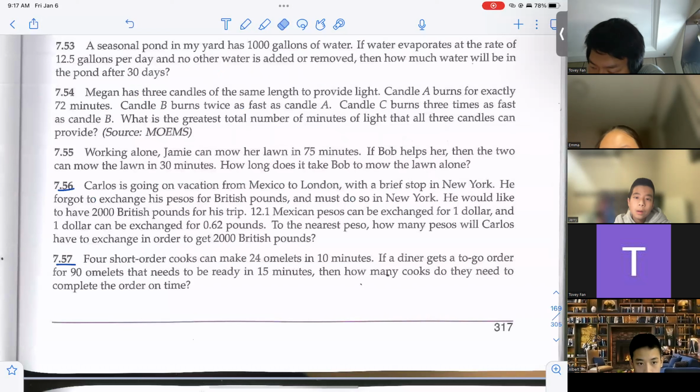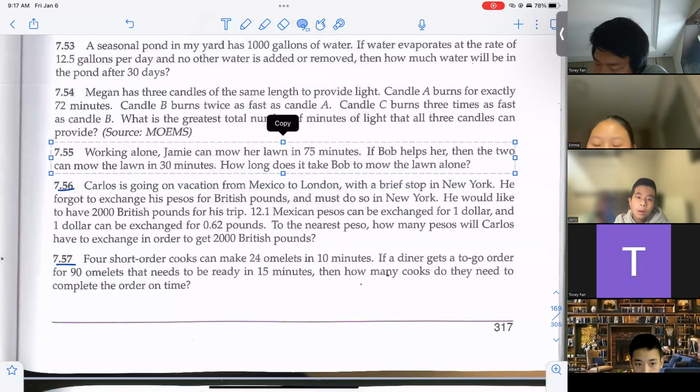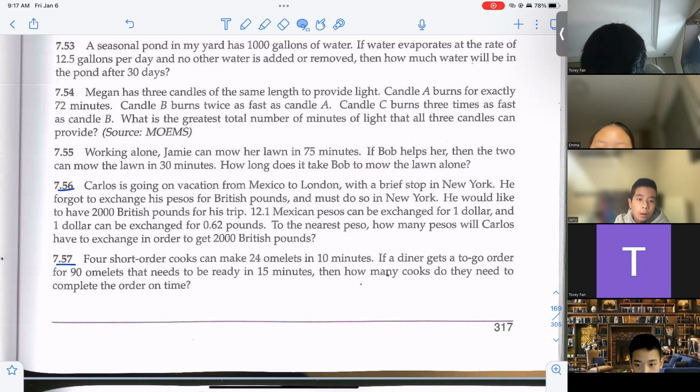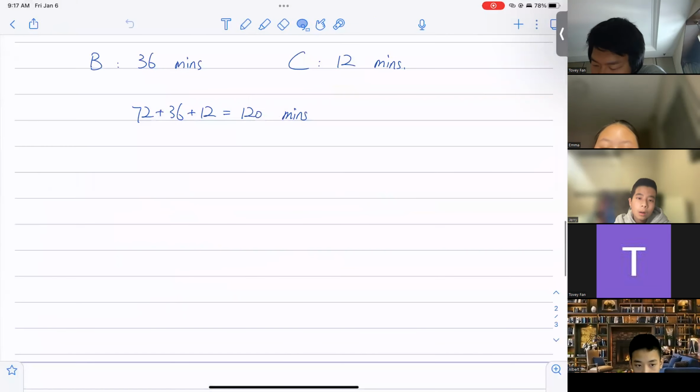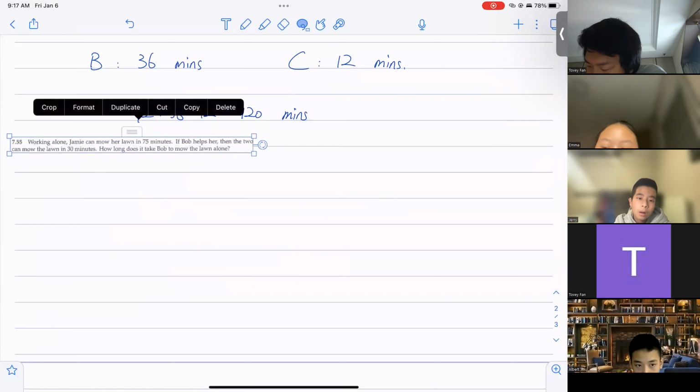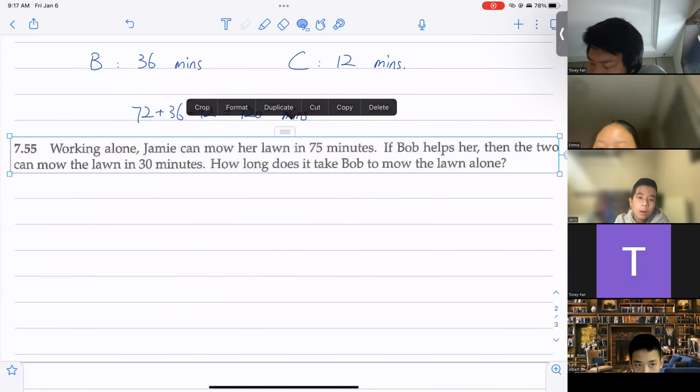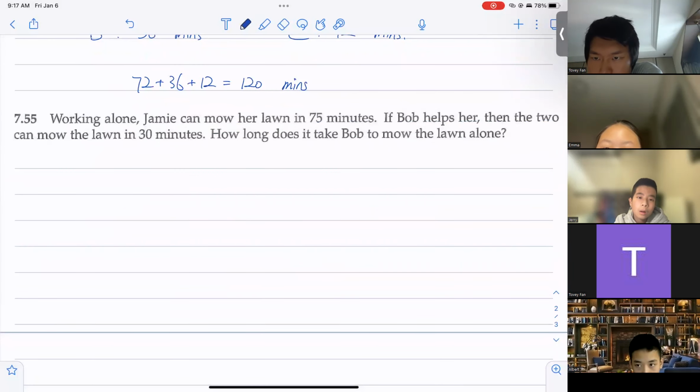Next, 55. I believe that's Jerry and Emma, I think. 55, yes. Okay, so this one, Emma. I think this one you can understand.